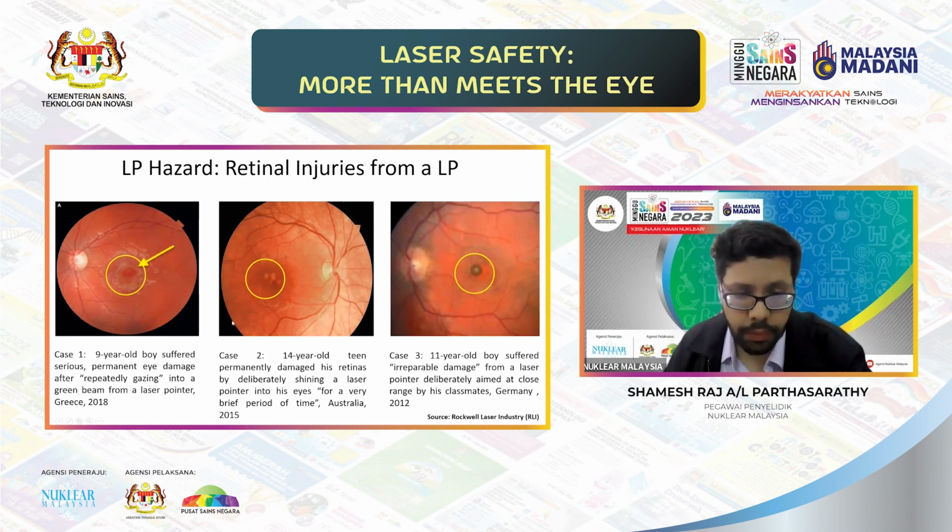For the second case, a 14-year-old teen permanently damaged his retinas by deliberately shining a laser pointer into his eye for a very brief period. The key point over here is a very brief period. Even if it's a very brief period, the moment our eye captures the laser beam, it is transmitted into the retina, so the chances of getting a retinal injury or a retinal burn are also high.